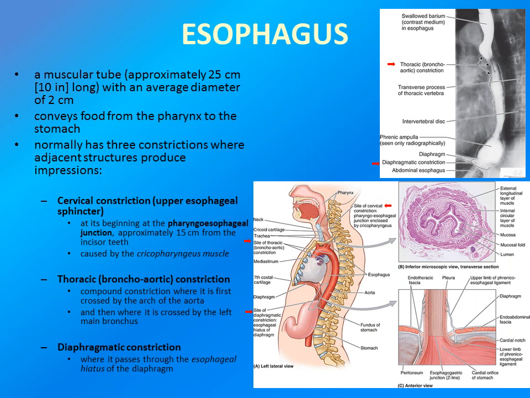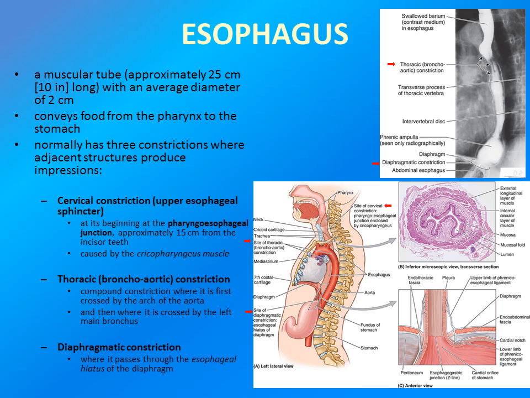Now let's begin to look at some specific organs. And the first that we will look at is the esophagus, which is basically a hollow muscular tube that extends from the pharynx or throat to the cardiac region of the stomach. It normally has three constrictions in it, where it comes in contact with adjacent structures. This includes the cervical constriction, the thoracic constriction or the bronchial aortic constriction, and the diaphragmatic constriction.